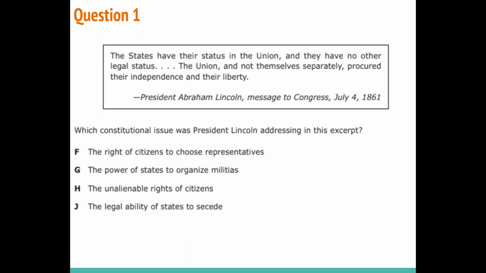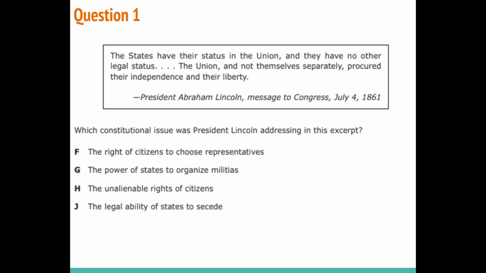We've just got a couple of quick questions to do some STAAR review. So question 1, which constitutional issue was President Lincoln addressing in this excerpt? So we've got an excerpt, President Lincoln, in a message to Congress, July 4th, 1861. He says, the states have their status in the Union, and they have no other legal status. The Union, and not themselves separately, procured their independence and their liberty. So what issue is he talking about?